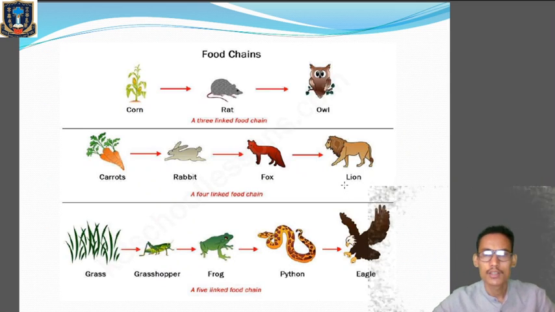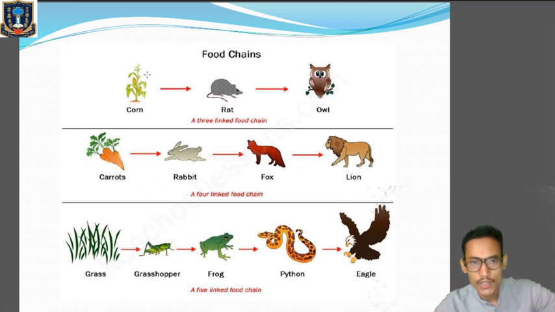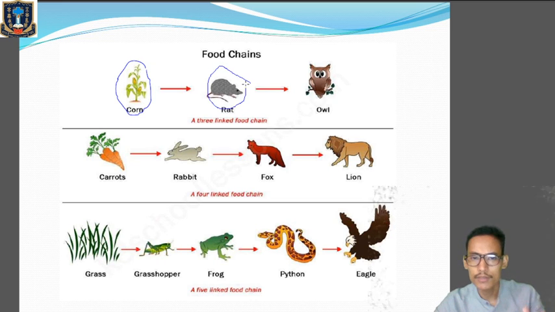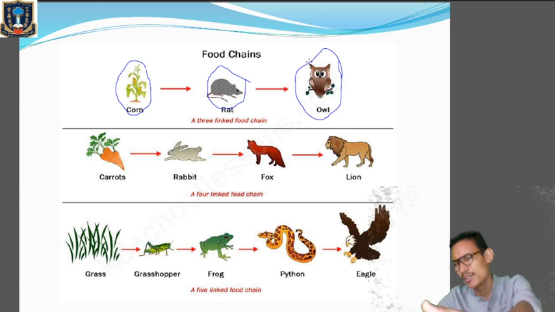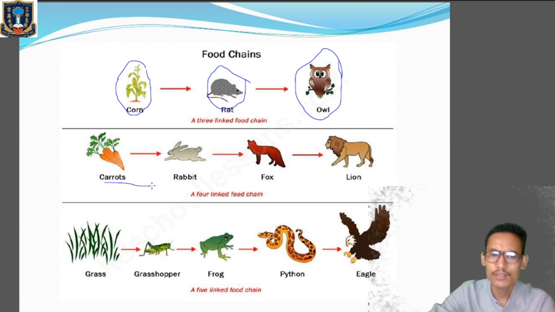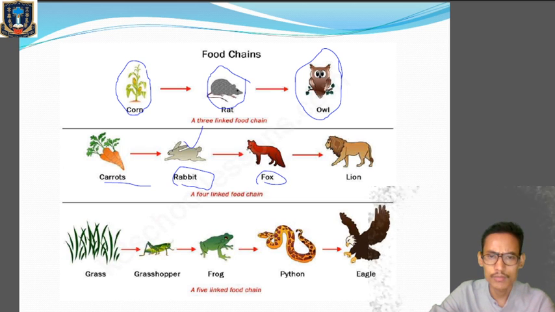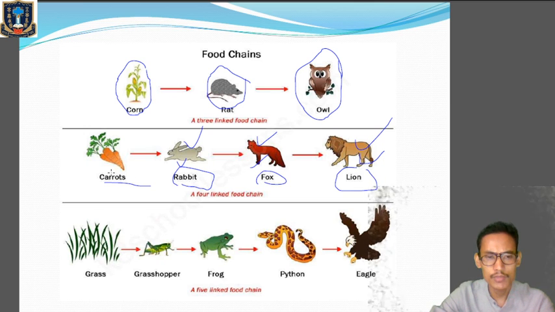Look over here. A simple food chain. Producer is taken up by the primary consumer. Producer is taken up by the rabbit. The rabbit is eaten by the fox. This is the primary consumer, the secondary consumer, and the fox is eaten by the tertiary consumer, which is the lion. So producer, primary consumer, secondary consumer, tertiary consumer. So energy in the producer is being transferred to the primary consumer.